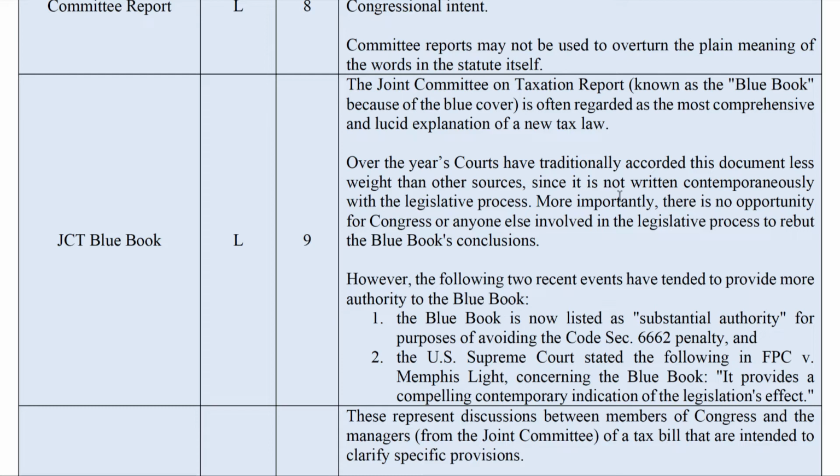Now, there's been 2 recent events, though, that have given the Blue Book more authority. The first is that the substantial authority notice and regulation does say that you can use the Blue Book for substantial understatement purposes. And then the U.S. Supreme Court in FPC versus Memphis Light actually did reference the Blue Book, and it said it provides a compelling contemporary indication of the legislation's effect. So that's very important, the Blue Book.